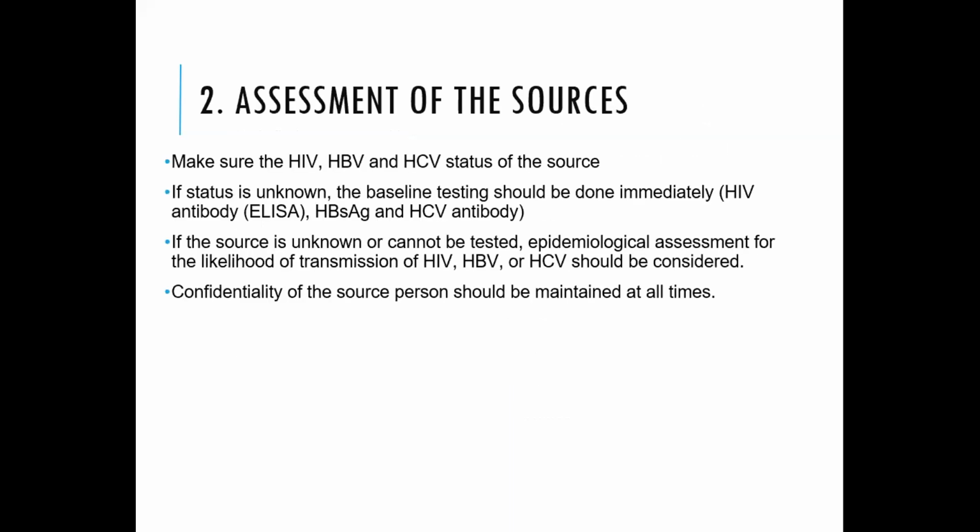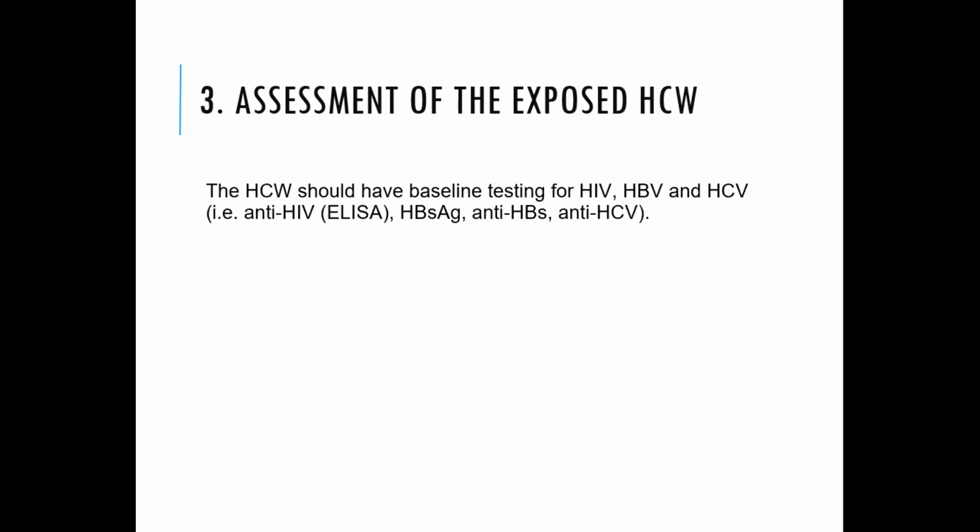Next will be assessment of the source. We need to make sure of the status of the source, whether there is HIV, hepatitis B, and hepatitis C virus status. If the status is unknown, usually a baseline testing will be done immediately. If the source is unknown or cannot be tested, epidemiological assessment for the likelihood of transmission of HIV, hepatitis B, or hepatitis C virus should be considered. Confidentiality of the source person should be maintained at all times. The third will be assessment of the exposed healthcare worker. Healthcare workers should have a baseline testing for HIV, hepatitis B, and hepatitis C virus.